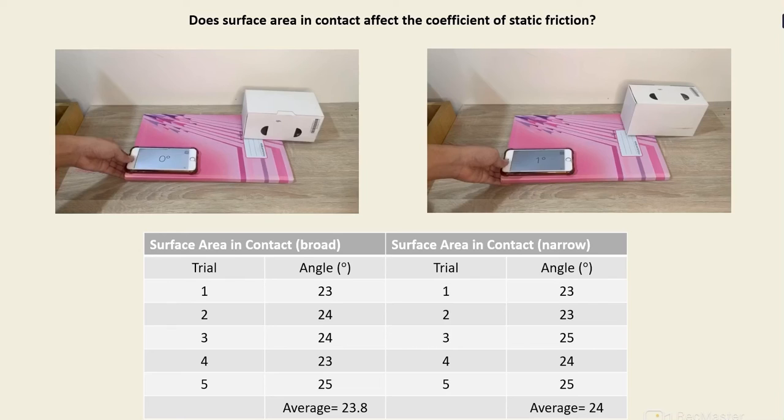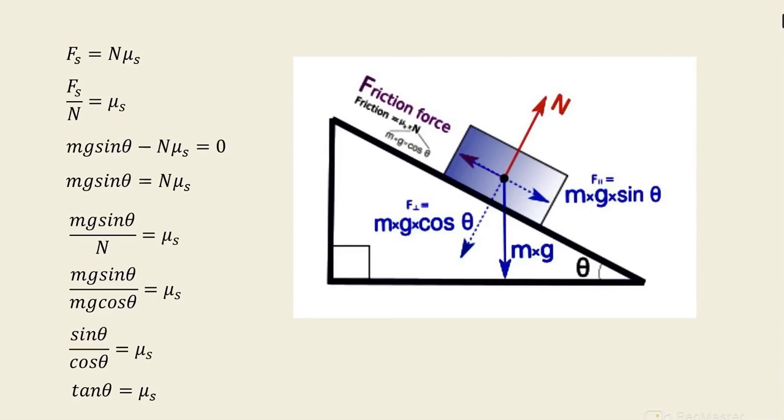So basically, I took measurements of the inclined angle when the box starts to move for both the broad side being down and the narrow side being down. I repeated this process 5 times each, and then I took the average of the results, as seen here in the table. So I'm going to refer back to this diagram that I also used earlier.